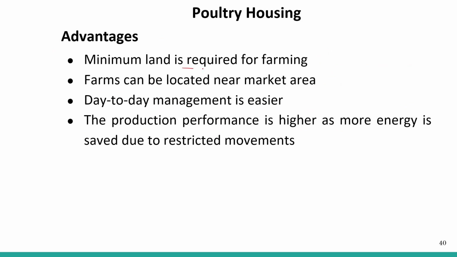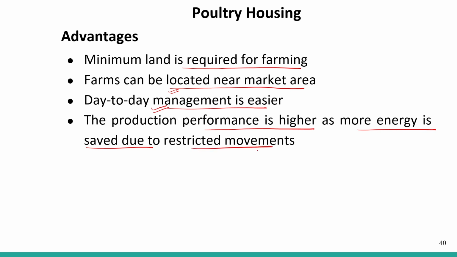Advantages. Minimum land is required for farming. Farms can be located near the market area, and day-to-day management is easier. To manage so many birds is easier, and they should be located near the market so that they can be easily transported to the market, or even for meat purposes the bird can be easily transported to the market. The production performance is higher as more energy is saved due to restricted movements.